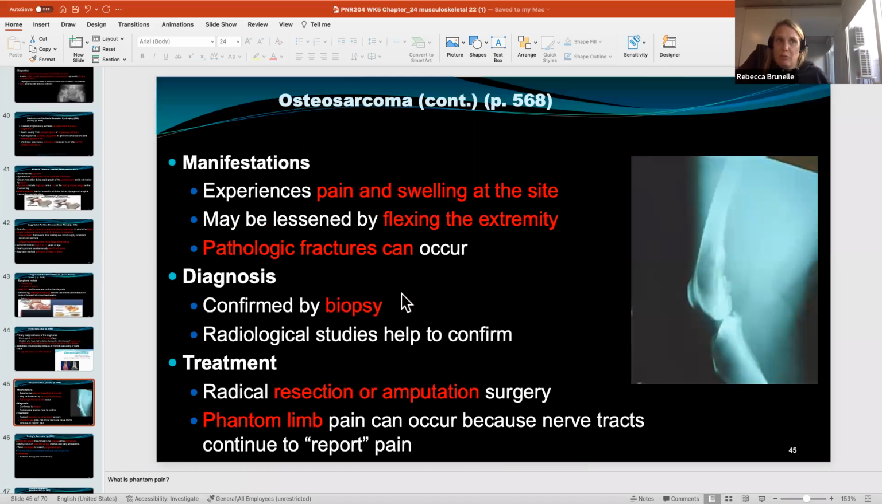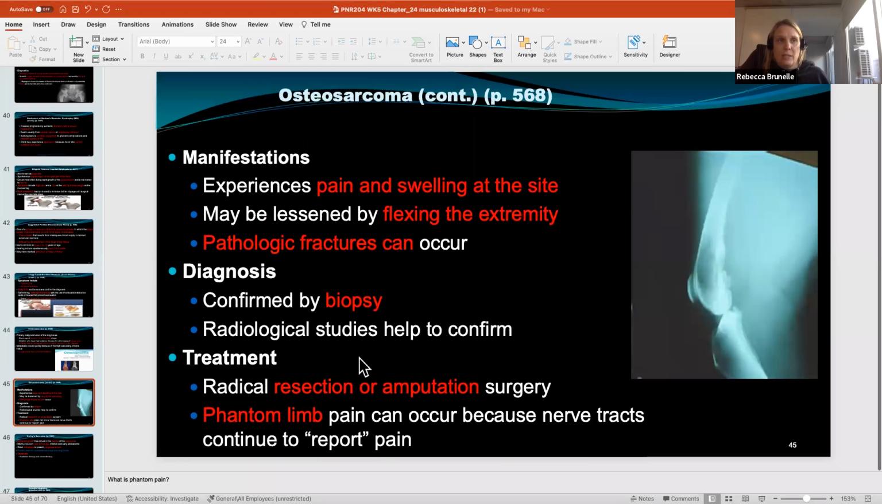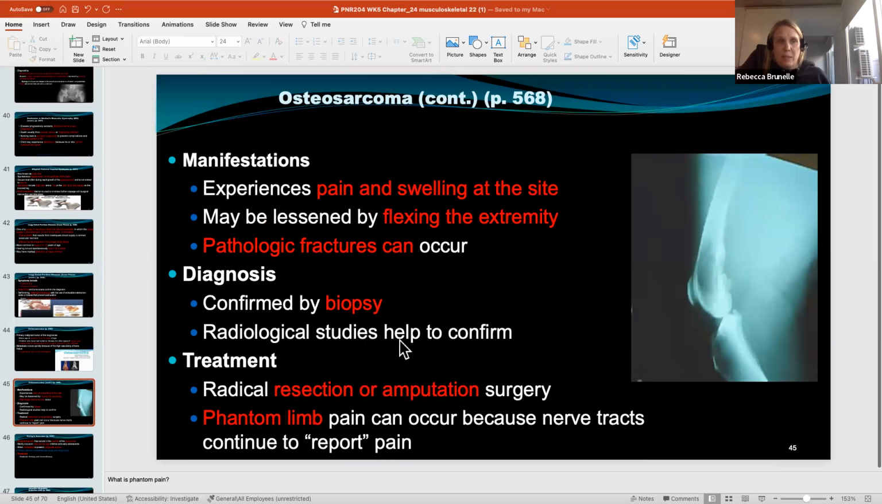So diagnosis is confirmed with biopsy. They can have pain and swelling at the site. Sometimes they can have fractures at the site. Sometimes they will end up removing part of the leg where the tumor is. And if you've heard of phantom pain, that's where you have pain even after the limb has been removed.